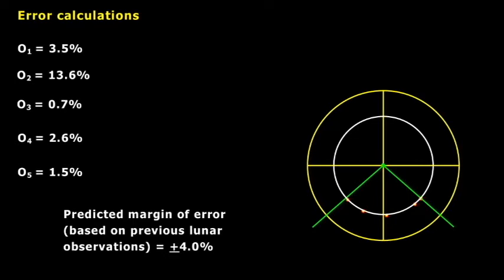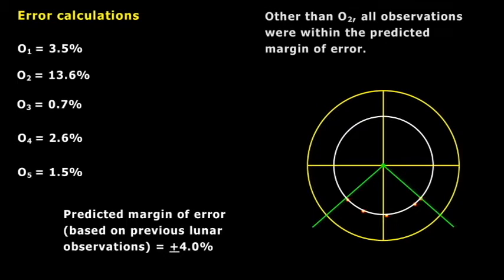My predicted margin of error based on previous lunar observations is plus or minus 4%. I think in another video I said plus or minus 5, or plus or minus 2 to 5. Well, I actually calculated it. It's closer to 4. And as you can see, every one of these is within that tolerance except for O2. Well, why is that? Honestly, I have no idea.